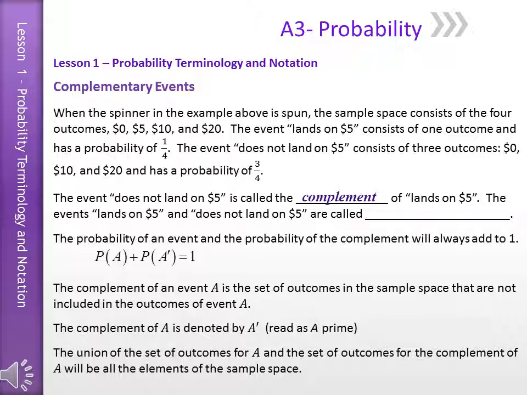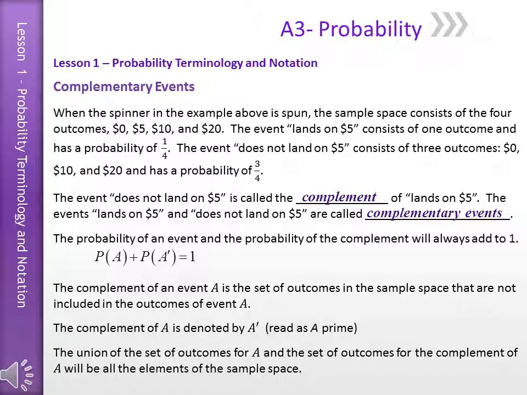The event does not land on $5 is called the complement of lands on $5. The events lands on $5 and does not land on $5 are called complementary events. The probability of an event and the probability of the complement will always add to 1. So the probability of A plus the probability of A prime equals 1.